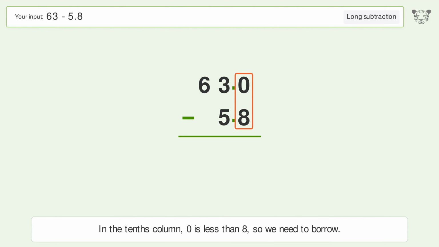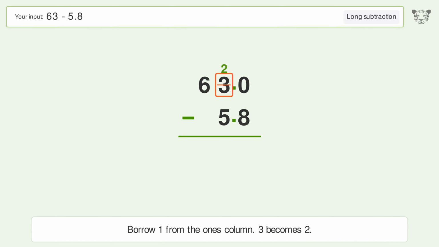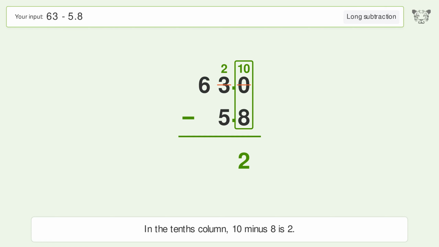In the tenths column, 0 is less than 8, so we need to borrow. Borrow 1 from the ones column. 3 becomes 2. The 0 in the tenths column becomes 10. In the tenths column, 10 minus 8 is 2.